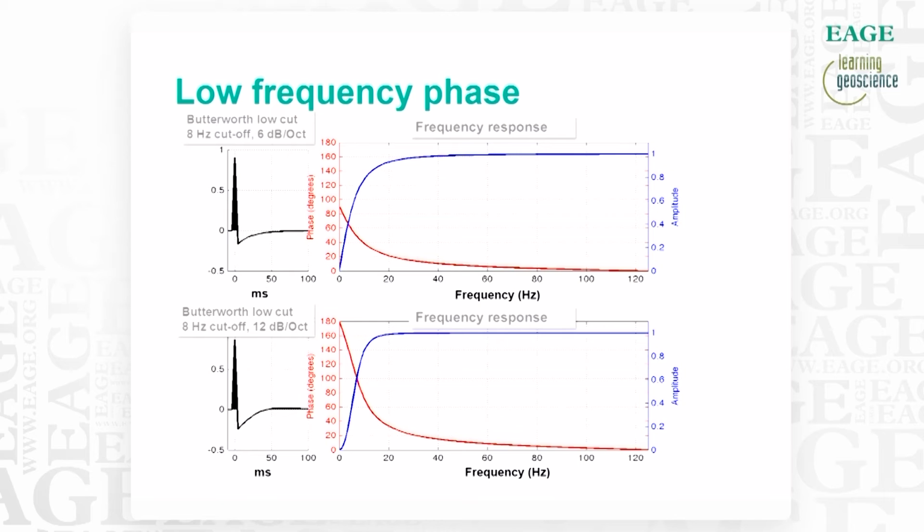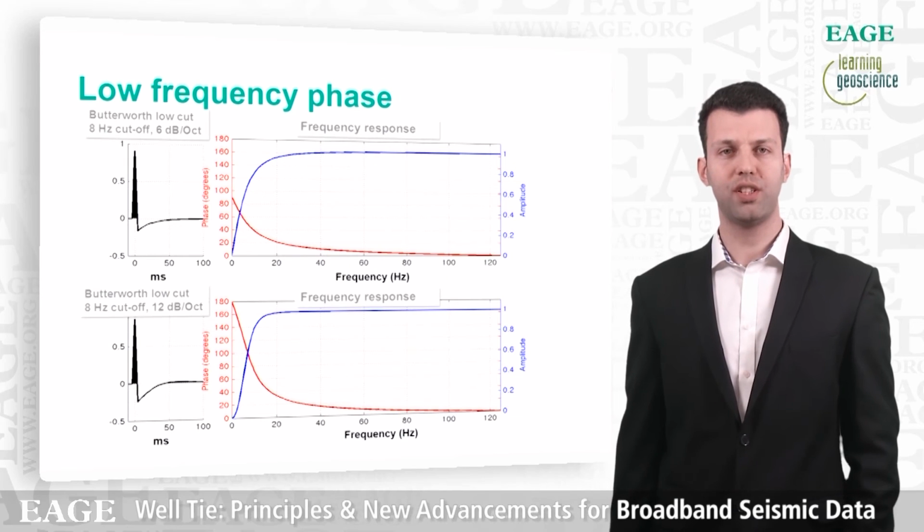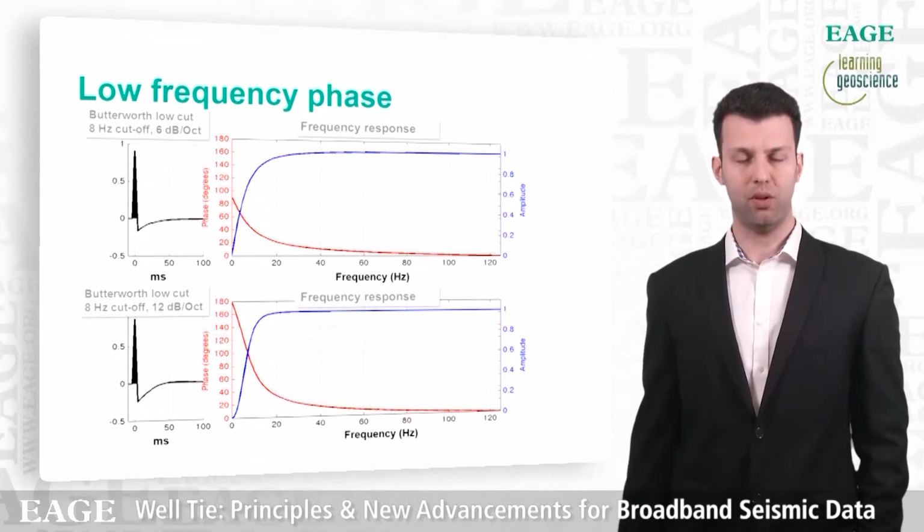Both hydrophone and geophone can be modeled with Butterworth order 1 or 2. On the top, you see a Butterworth order 1, which is 6 dB per octave. And on the bottom, you see a Butterworth order 2, 12 dB per octave. You see that in blue, the amplitude spectrum has a much sharper decay in the lower panel. It's also interesting to see that the phase also responds to the amplitude spectrum in a way.